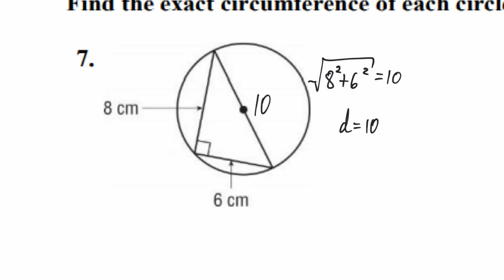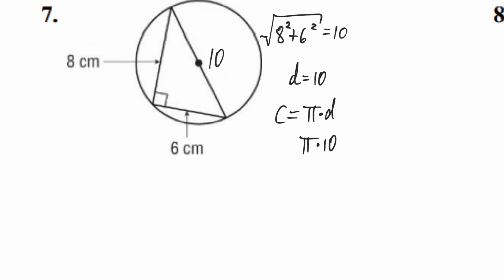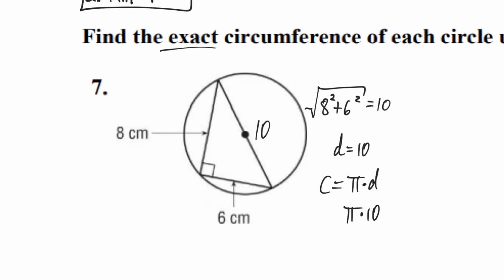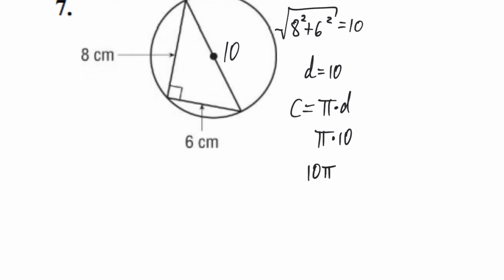So to find the circumference, I'm going to do pi times diameter, pi times 10. Now I want to write this in 2 different ways. Right here it says to write the exact circumference. The way we write the exact circumference is I'm just going to write 10 pi, because whenever I multiply pi in, we're going to have a rounded version. So the circumference equals 10 pi centimeters.